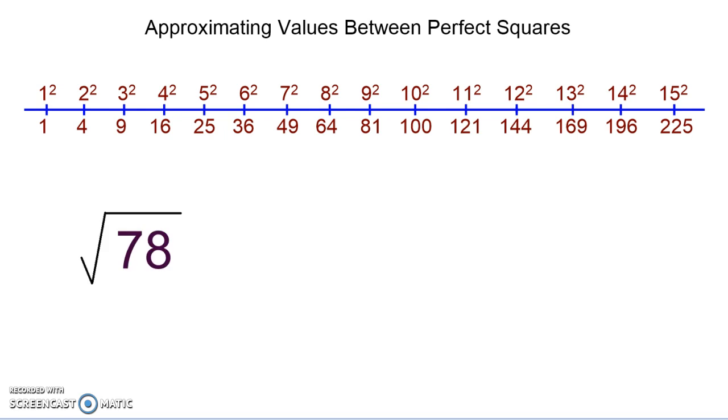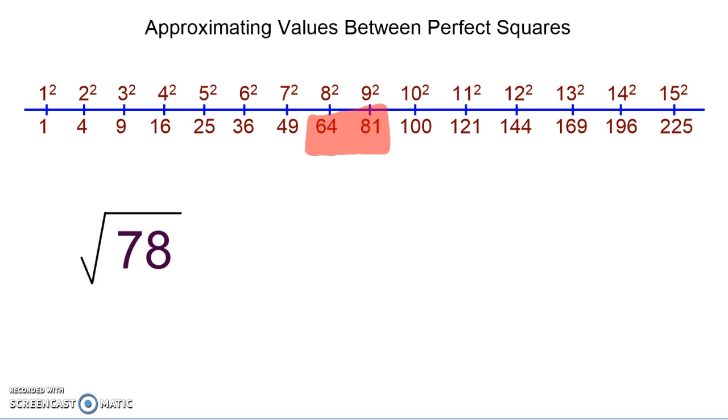So for our first example, we have find the square root of 78. We know that the square root of 78 is not a perfect square. So the first thing we want to do is look at what two perfect squares it falls between. Looking here, I see that 78 is going to fall between the squares of 64 and 81. Then the next thing we need to determine is, is it closer to 64 or is it closer to 81?